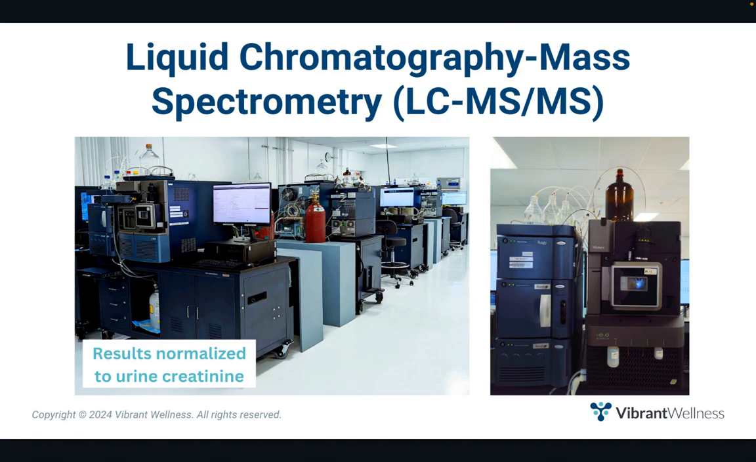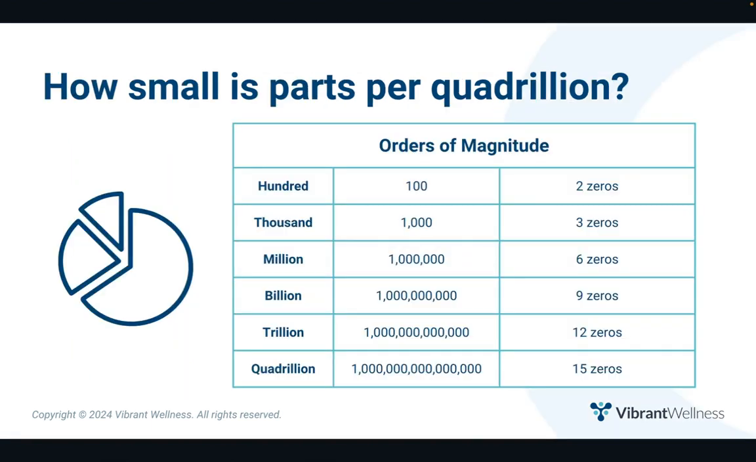Liquid chromatography with tandem mass spectrometry is a powerful analytical technique that combines the separating power of liquid chromatography with the highly sensitive and selective mass spec analysis capability of triple quadrupole mass spectrometry. The mass spec machine we use detects elements down to the parts per quadrillion level. How small is parts per quadrillion? Well, if you had a pie and cut that pie into a quadrillion pieces, that's a 1 with 15 zeros after it, the mass spec instrument Vibrant uses can detect one tiny piece of that pie. Now that's pretty powerful stuff.